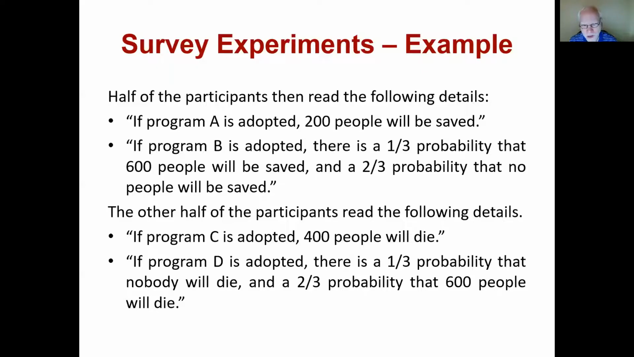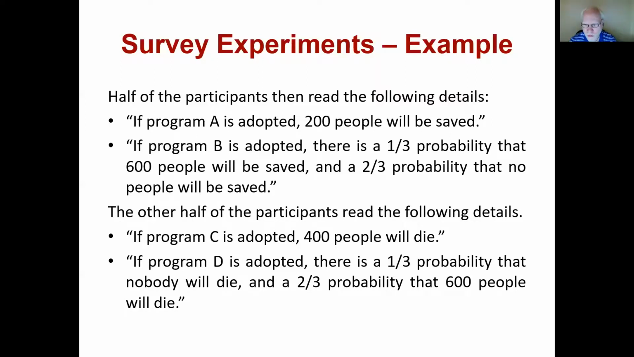Then the other half of the participants read the following details. If program C is adopted, 400 people will die. And if program D is adopted, there's a 1/3 probability that nobody will die and a 2/3 probability that 600 people die. Now, there are some interesting things about these different scenarios.